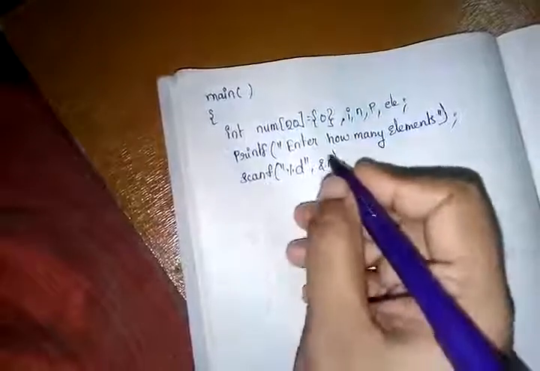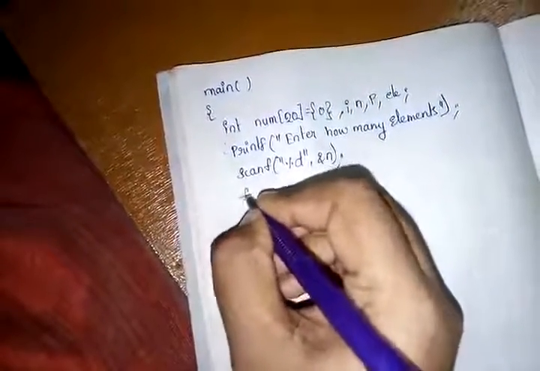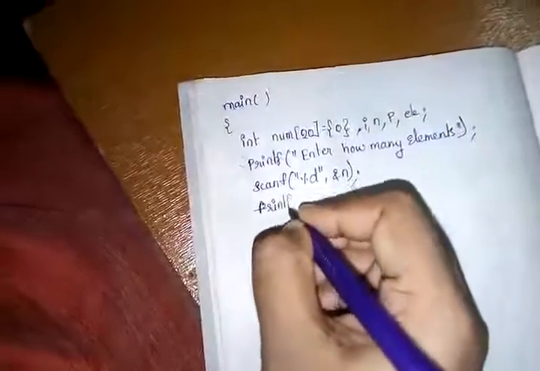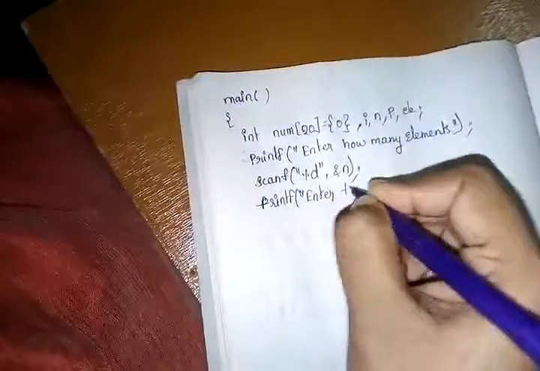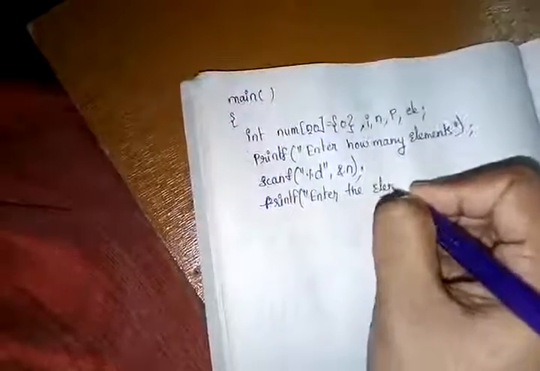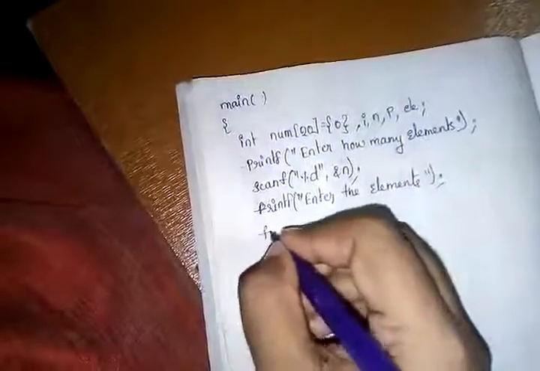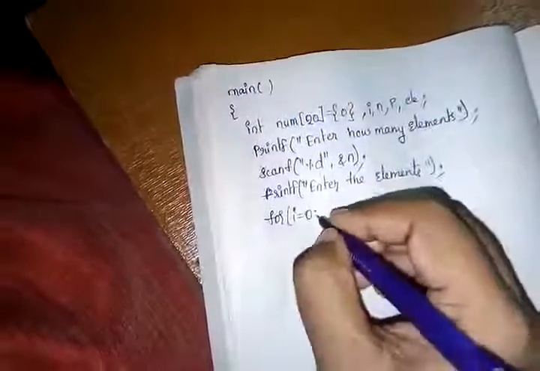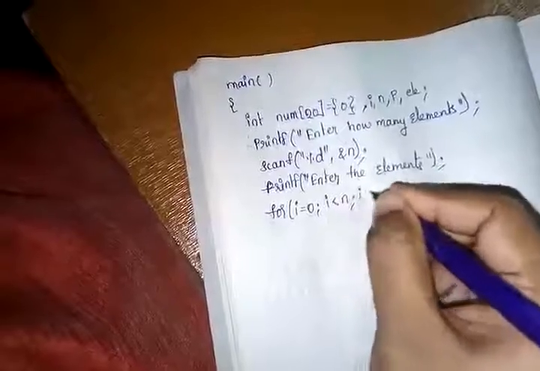Now we have the total number of elements, the size of the array. So now you need to give a message to the user to enter the elements into an array. So, enter the elements. For i = 0, as the index starts from 0, i < n, i++.